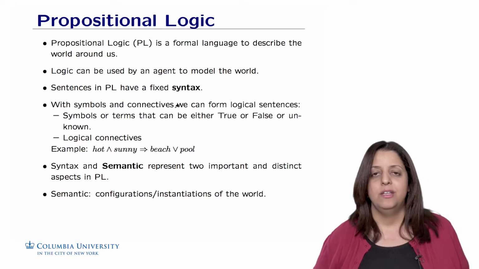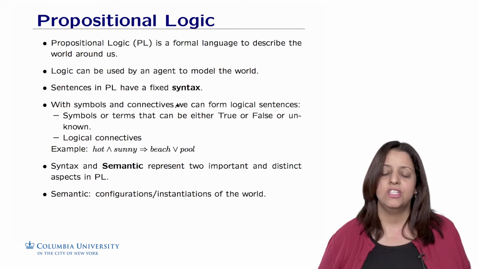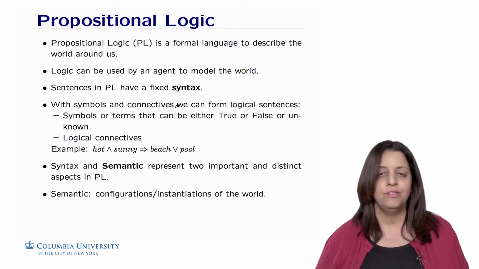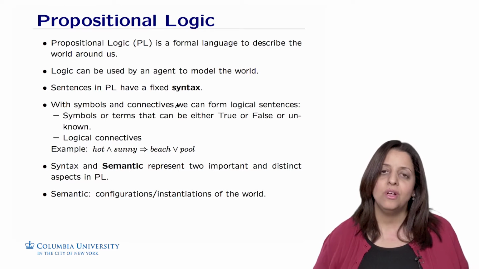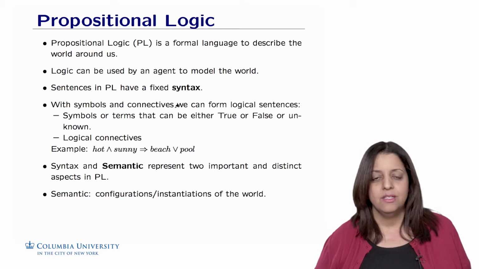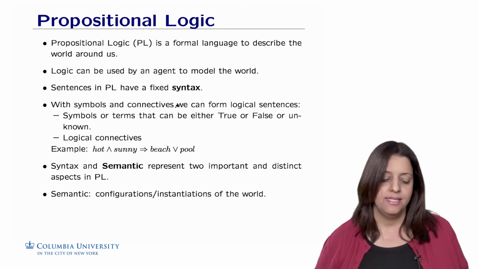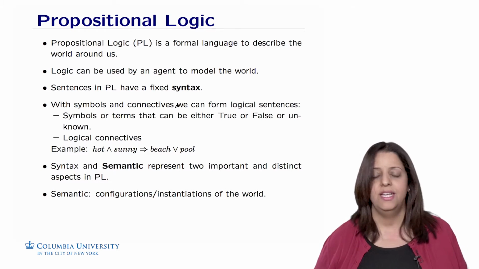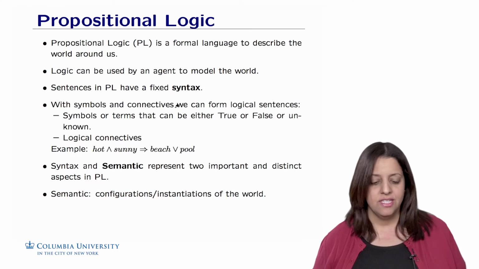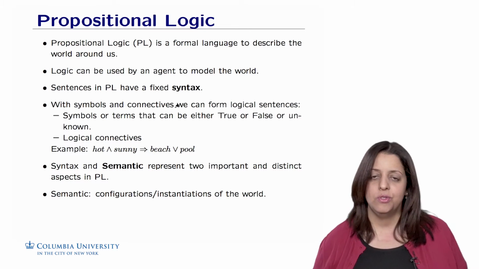Logical connectives are the implication, the conjunction, disjunction, negation, double implication. And we actually like to use connectives to build more complex sentences. It's important to note that syntax and semantic represent two important and distinct aspects in propositional logic, and we have seen what the relationship between the two is. Semantic represents the configurations or the instantiations of the world with truth values.